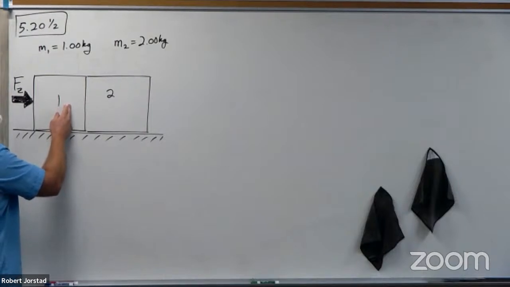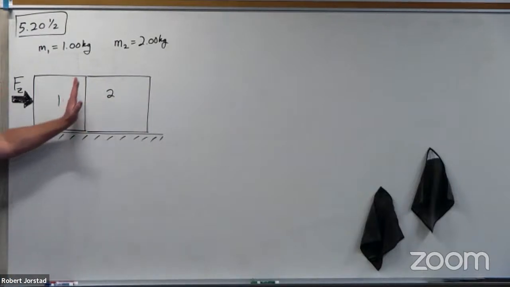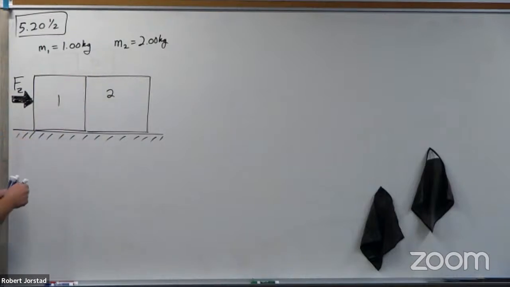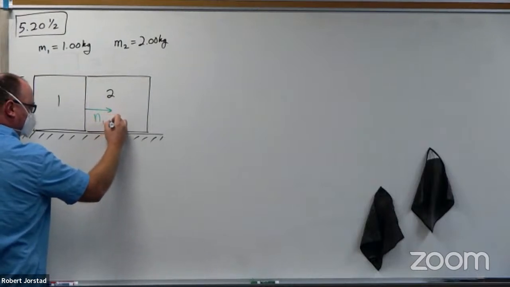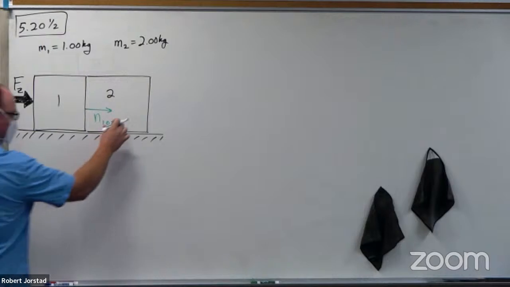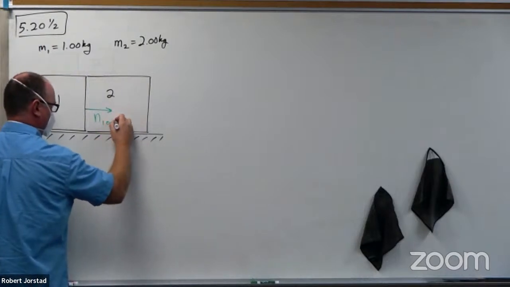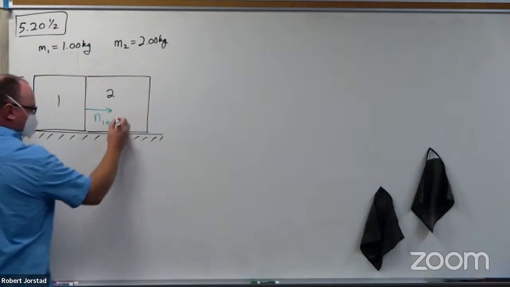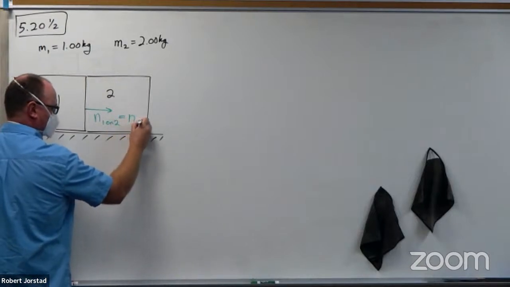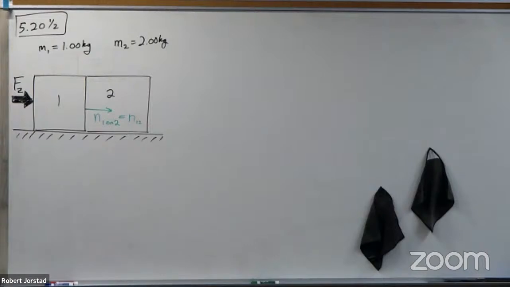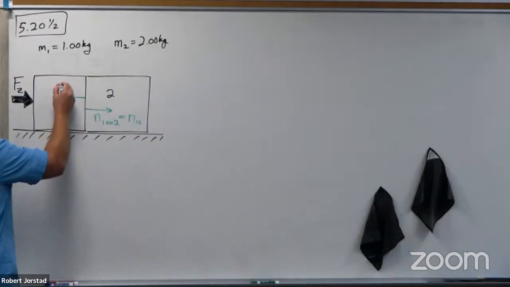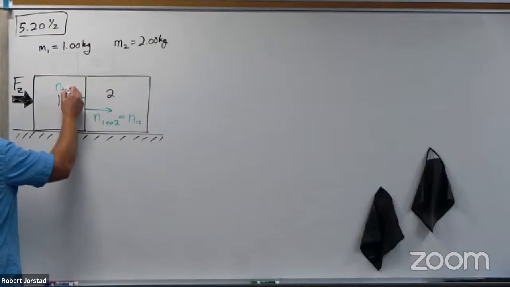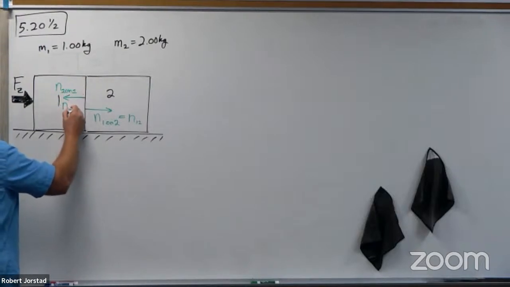Block 1 will exert a normal force on block 2. Do you agree there's a surface right here? So my claim is there will be a normal force from 1 on 2. Whoops, I forgot the word on. Sometimes I get really lazy and just call this N12, leaving out the word on. There's a force the other direction on 1. There's a normal force of 2 on 1, or sometimes I'll just call that N21.